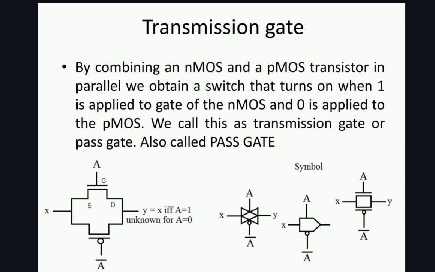The output follows the input, that is Y is equal to X only if A is 1, and it is unknown for the value A equal to 0.